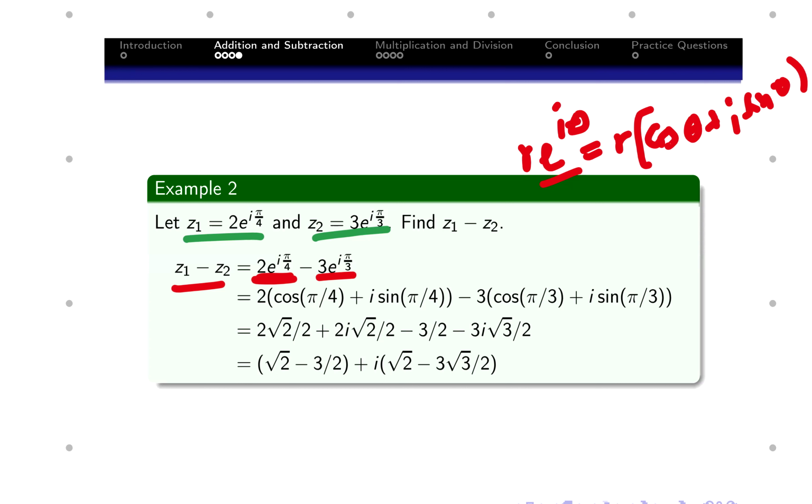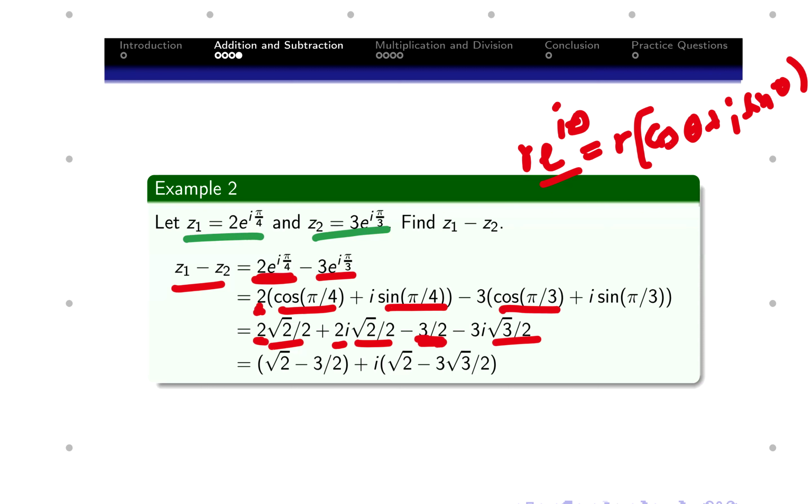like we did before, is 2 into (cos π/4 plus i sin π/4) minus 3e^(iπ/3), that's 3 (cos π/3 plus i sin π/3). And we do exactly what we did before. So cos π/4 is root 2 over 2, sin π/4 is root 2 over 2, and of course this 2 outside is what you have here. So 2i. And then cos π/3 is 1 over 2, multiplied by 3 is 3 over 2. Then sin π/3 is root 3 over 2, multiplied by 3, and then the i here. So you have 3i this.